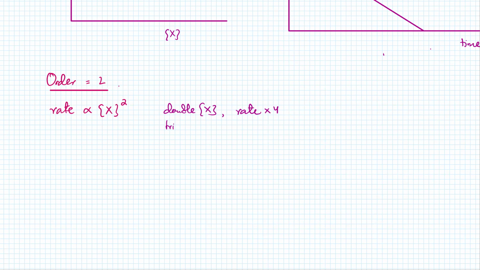You triple the concentration of X, your rate of reaction will increase nine times. And the reverse is also true. If you decrease the concentration of X, so for example, if I decrease the concentration of X by half, the rate would become one fourth. So not only will it speed up a lot more, but it will also slow down a lot more as well. Is this clear? Yes, sir.